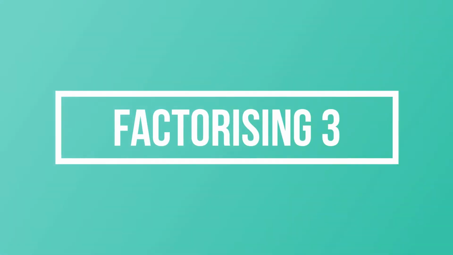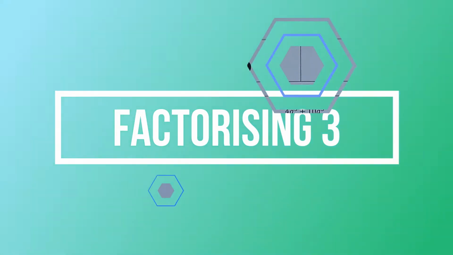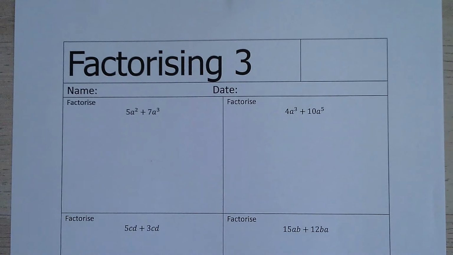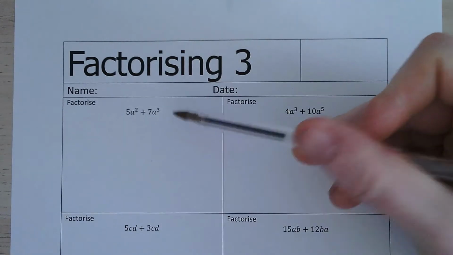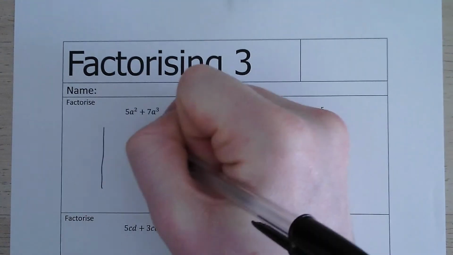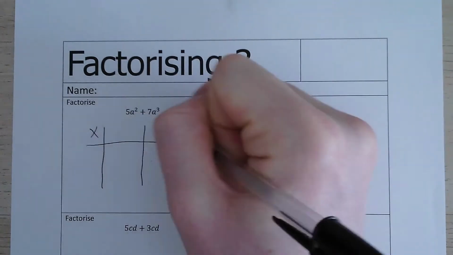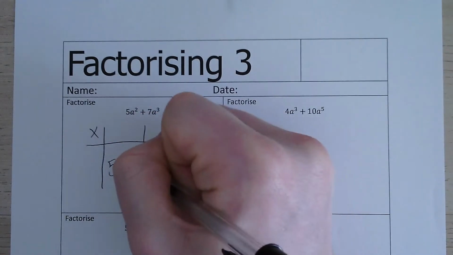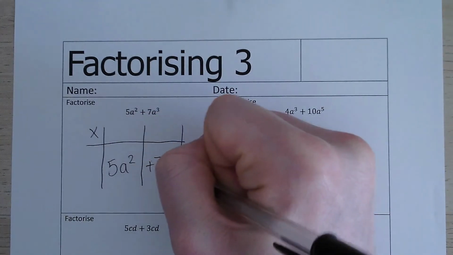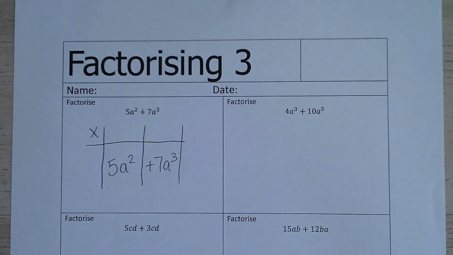Welcome to today's lesson. Today we're going to continue factorising expressions. Much like last lesson, we're going to start off by drawing our grid method and placing the two terms in the question into the answer boxes of the grid method.